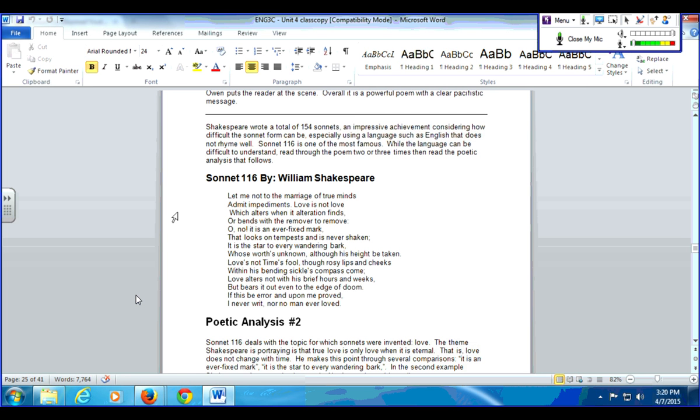So Shakespeare wrote a total of 154 sonnets. An impressive achievement considering how difficult the sonnet form can be, especially when using language such as English that does not rhyme well. Sonnet 116 is one of the most famous sonnets. While the language can be difficult to understand, if you read through a poem two or three times, the more you analyze it, the more you understand it.